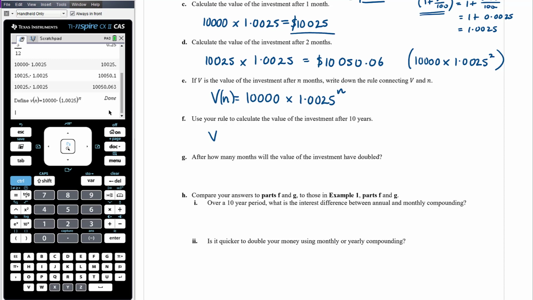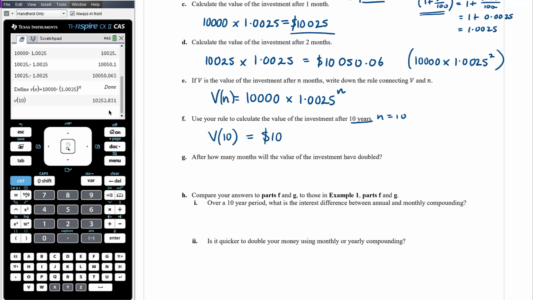So that is to let n equal 10. So v of 10. We want to find what v is. So v of 10, the value after 10 years is, let's type it in here, v of 10. Sorry, not 10 years, 10 months. That's an interesting question then. Let's be careful here. So this isn't right.